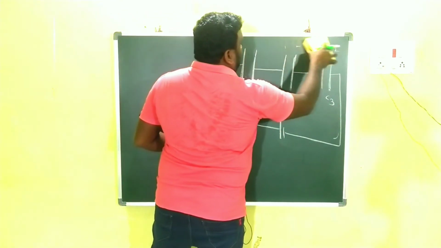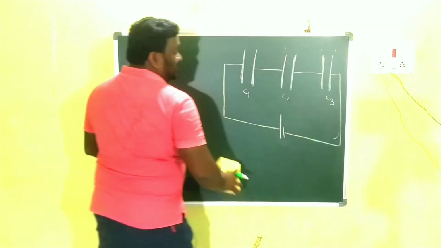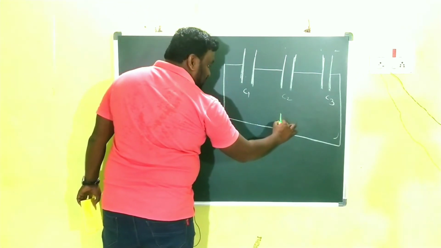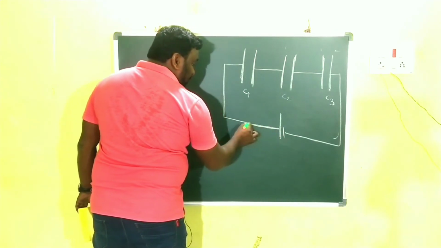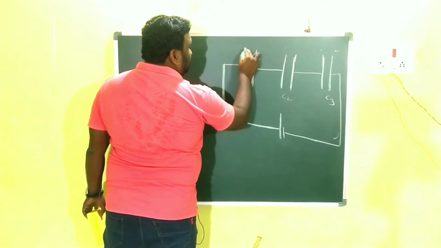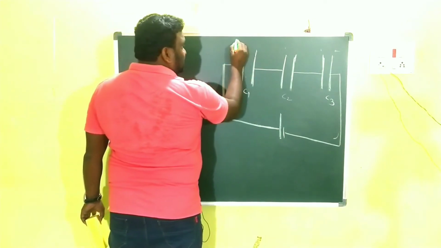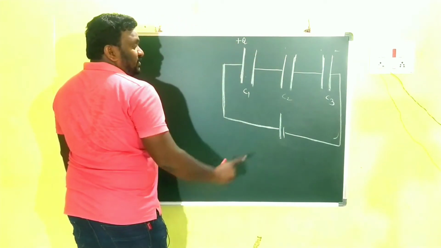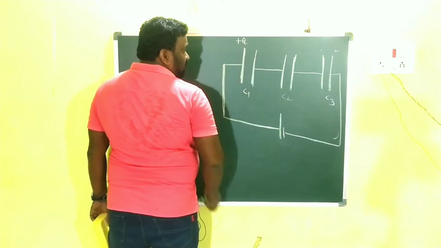Clear? In this case, you have to observe the distribution of charge. Here, this is the positive terminal. Clear, children? So positive charge is supplied to the first plate of this capacitor. So this is plus Q. Children, you have to observe very carefully here now. This is the plus Q charge.